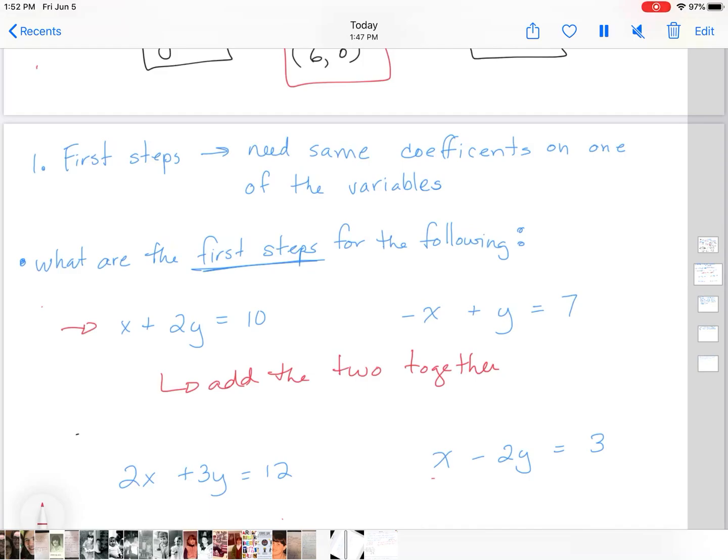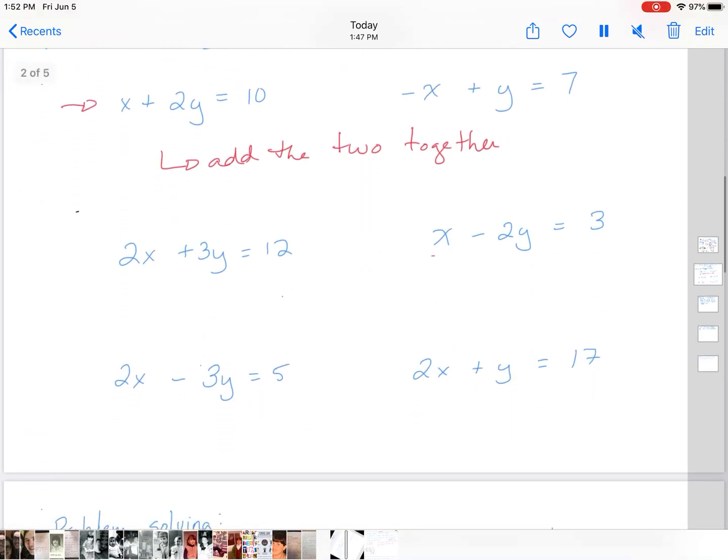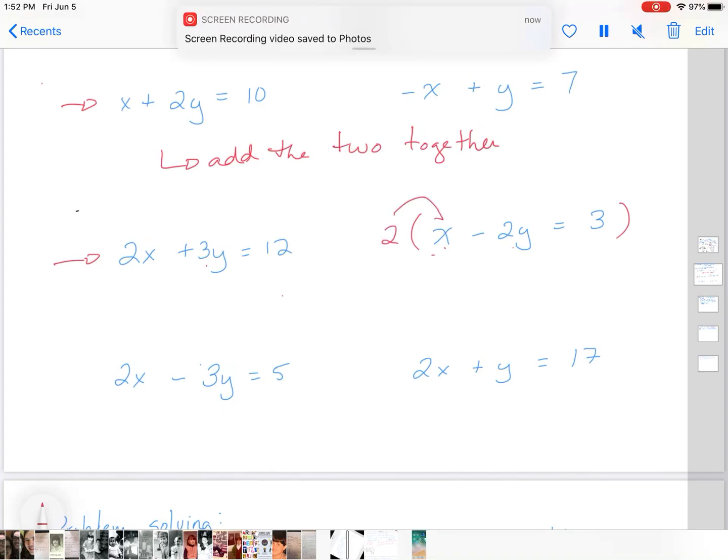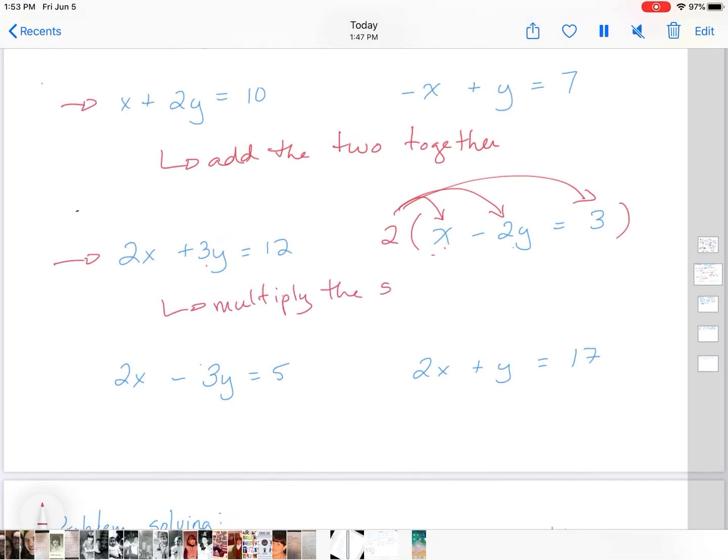Looking at this next one, scrolling up here. Now here I don't have the same coefficients. I have a 2x and an x and a 3y and a -2y. So my first step is to get the same coefficient. So what I'm going to do is try and get a 2 on that x. And to do that, I've got to multiply it by 2. So that's my first step. I'm going to multiply it by 2. We've got to remember to distribute it, multiply everything by it. So that's my first step. Multiply the second expression by 2.